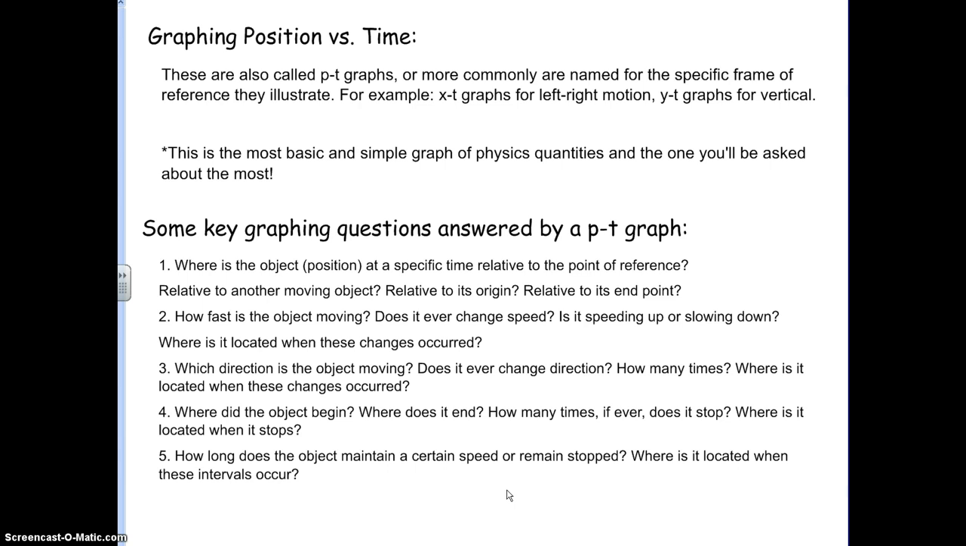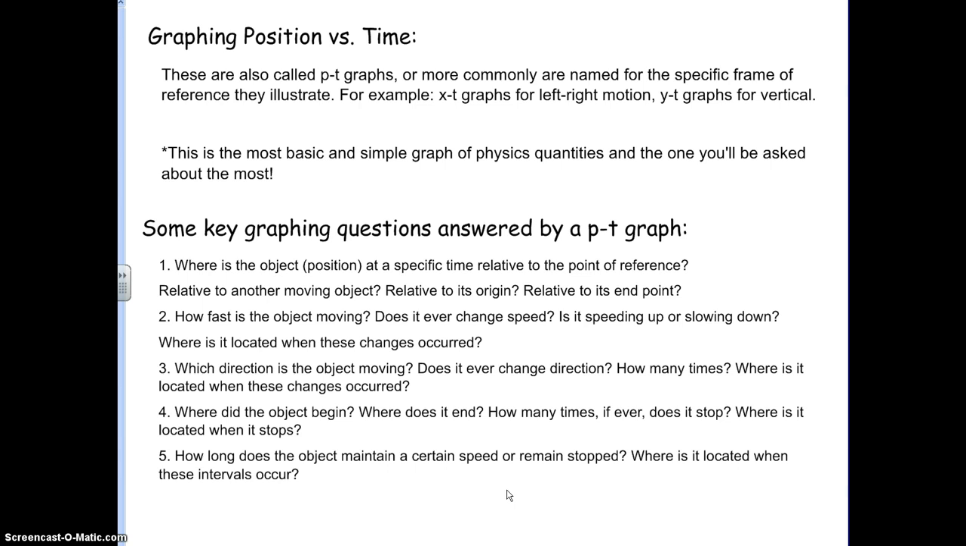You can answer a lot of questions with a position time graph, and I've gone out of my way to indicate some of the questions I might ask you on a test. From a position time graph, you can answer where the object is located relative to the point of reference, whether or not it's moving relative to another object, where it started, where it ended, how fast it was moving at a specific time, did it ever change speed, is it speeding up or slowing down if it is changing speed, and where was it located when it started to change speed.